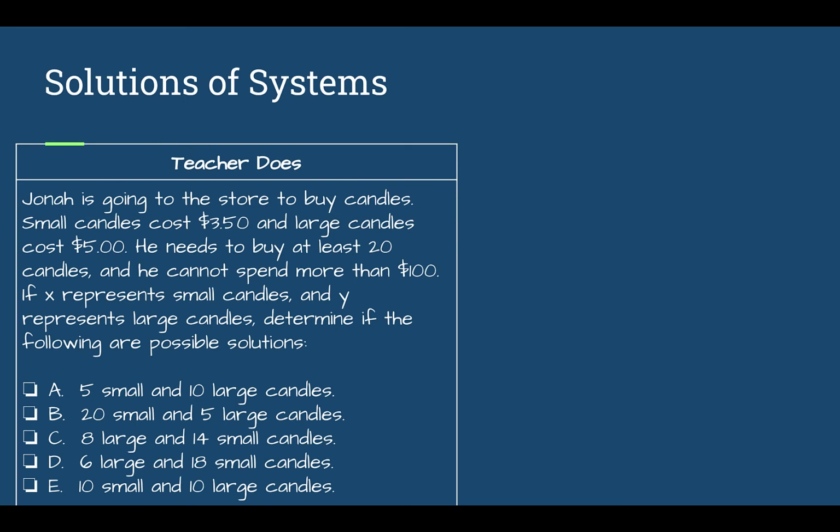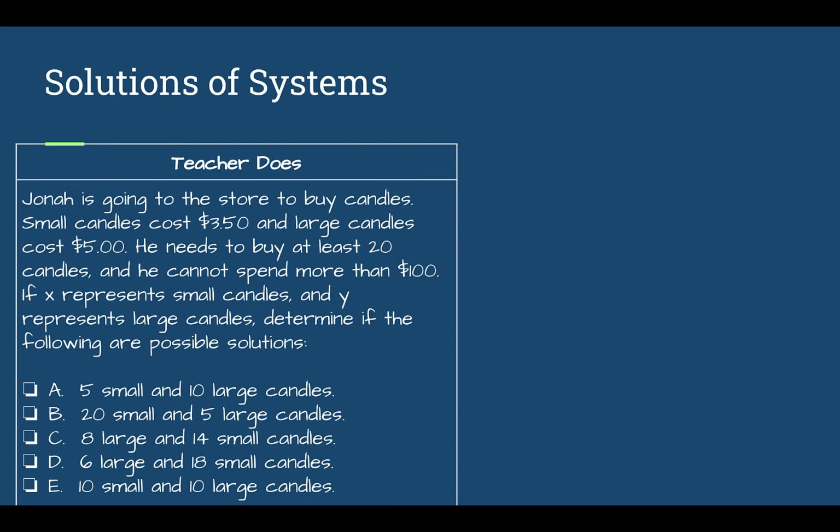Let's look at another example where we want to know if certain combinations of items are going to work for our situation. Jonah's going to the store to buy candles. Small candles cost $3.50 and large candles cost $5. He needs to buy at least 20 candles and he cannot spend more than $100. If X represents small candles and Y represents large candles, determine if the following are possible solutions.